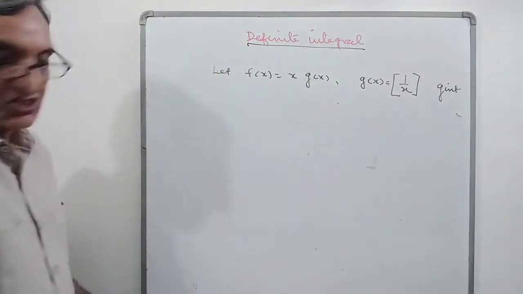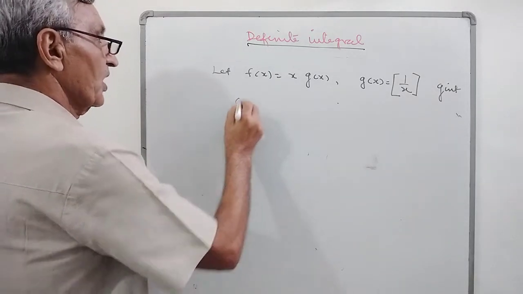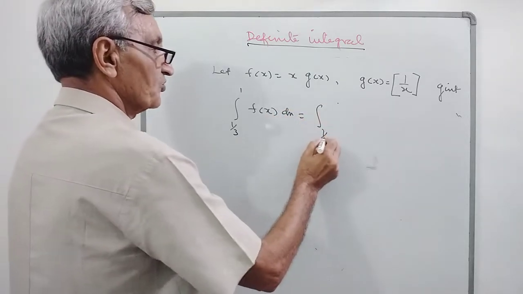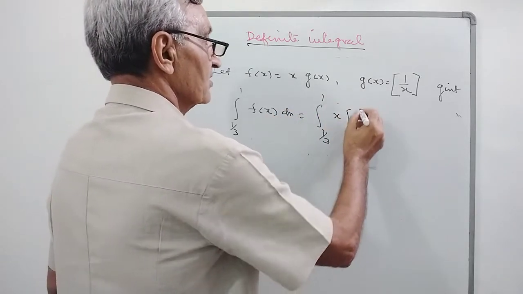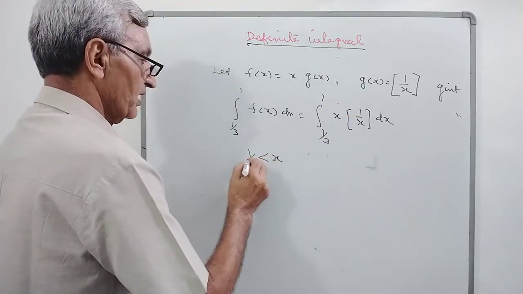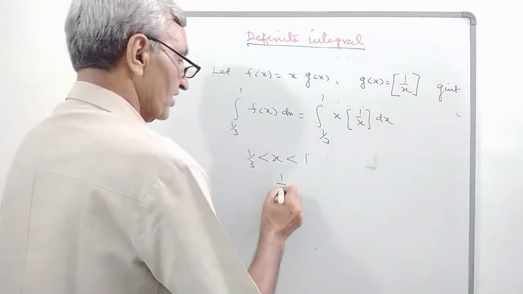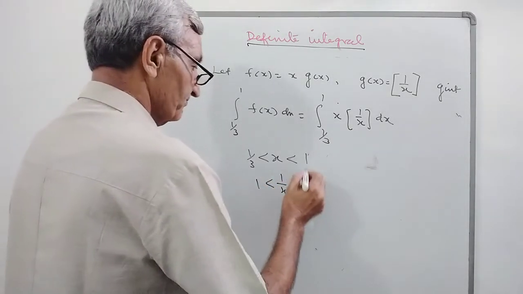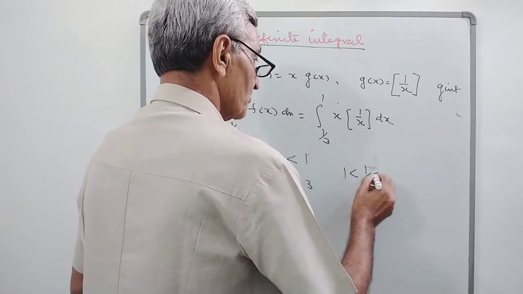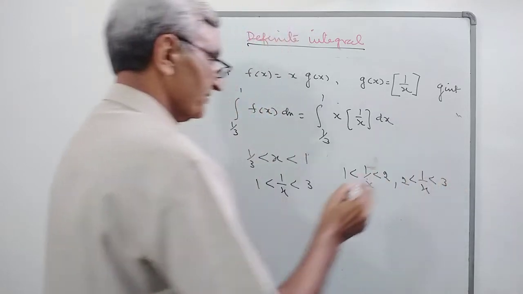The second question based on the same was integral from 1 by 3 to 1 of gent function of 1 over x into dx. Here x value goes from 1 by 3 to 1, and therefore 1 over x goes from 1 to 3. I divide this: 1 over x from 1 to 2, and 1 over x from 2 to 3.